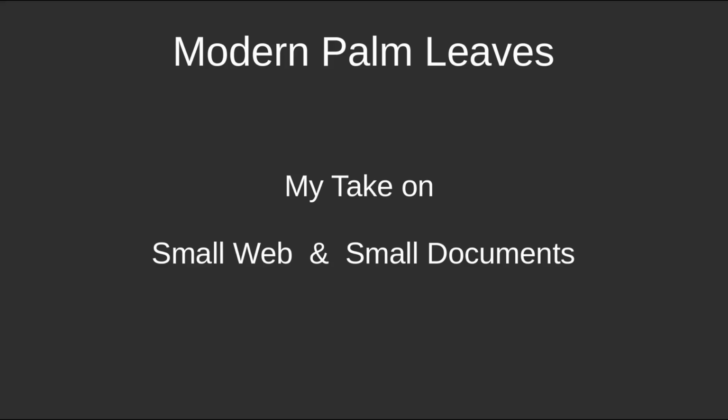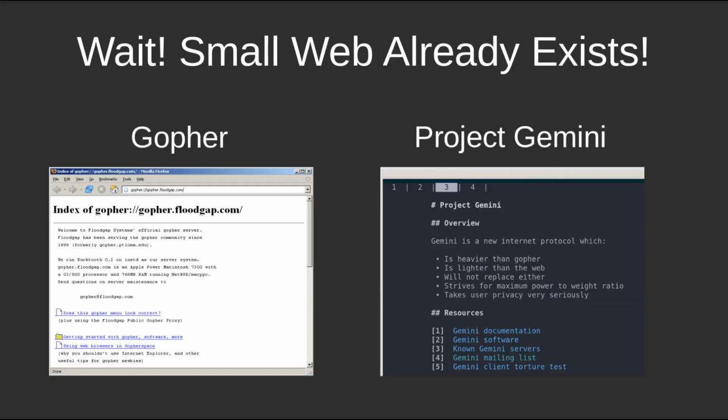All right, so this first project here I'd like to talk about is Modern Palm Leaves. And this is basically my take on small web and small documents. When I say documents, I mean specifically kind of like PDFs, things that are laid out. And I'm certain what you thought already is, oh, hey, wait a second, Mike. Small web already exists. And you're absolutely right.